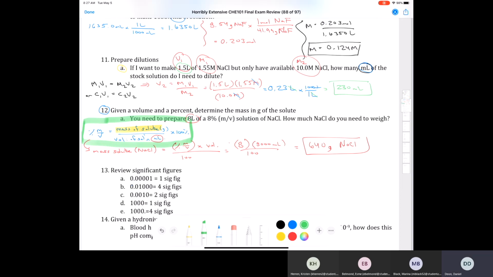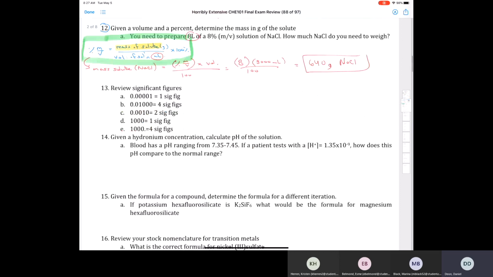All right, there we go. So let's move on from there. Let's talk about sig figs. Always a crowd favorite.